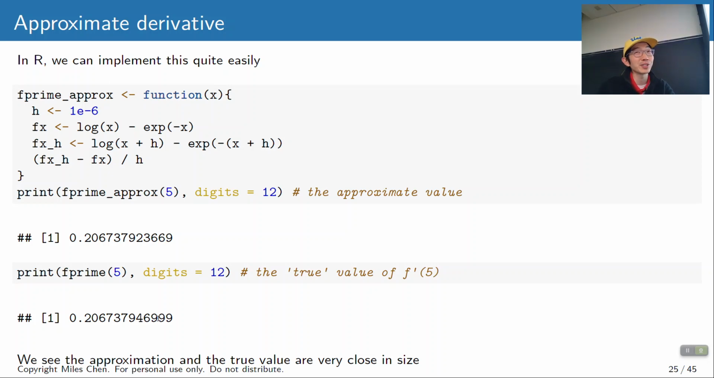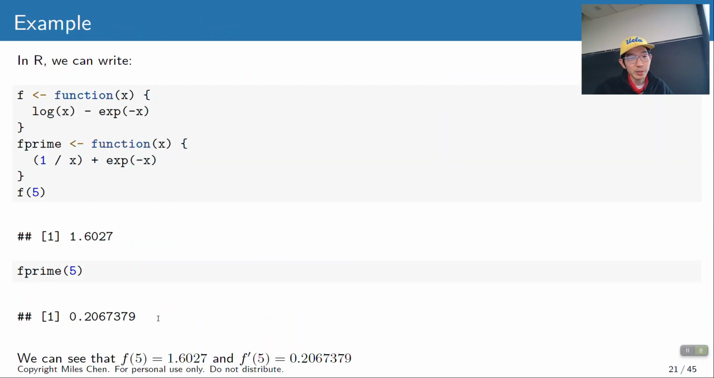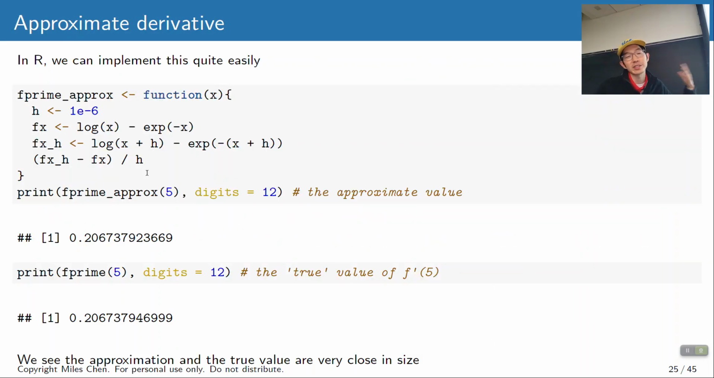Compare that to the true, quote-unquote, true value. I put true in quotes because everything on your computer is an approximation, since we're using floating point numbers. f prime of 5 is just 1 over x plus e to the negative x, and we get 0.20673794699. So we are accurate up to 7 places behind the decimal, 2067379, and it's only at the 8th place that we are off. This ends up being 23699, and here we end up at 46999.